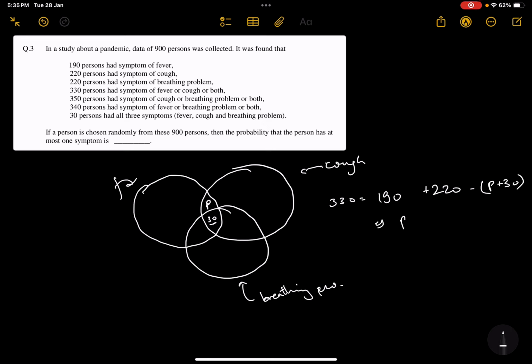That gives us P equals 330 minus 220, 110, 50. Similarly for cough and breathing problem, we get 350 equals the number of people who have cough minus this Q, so we get minus Q plus 30. So this gives us Q equals 60.